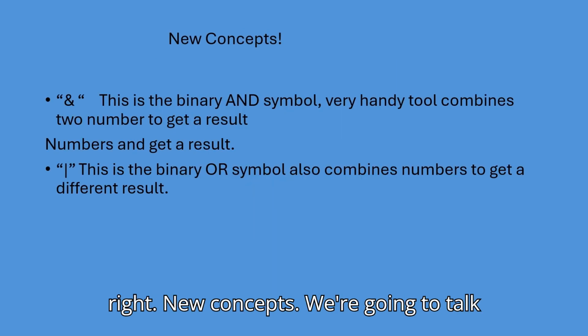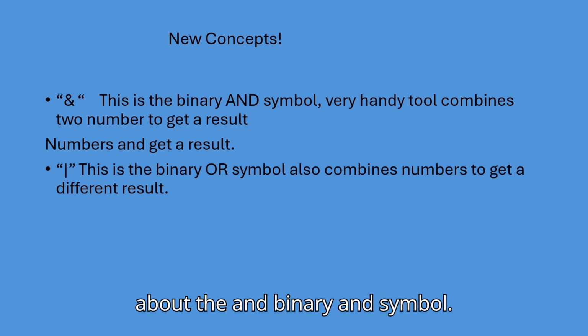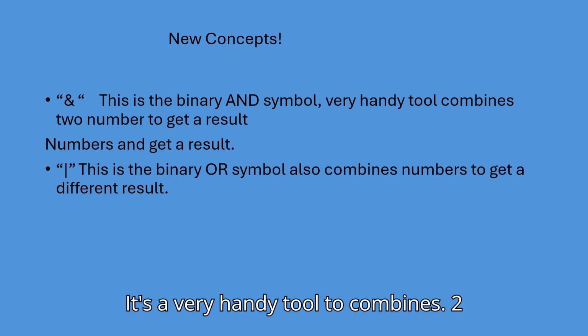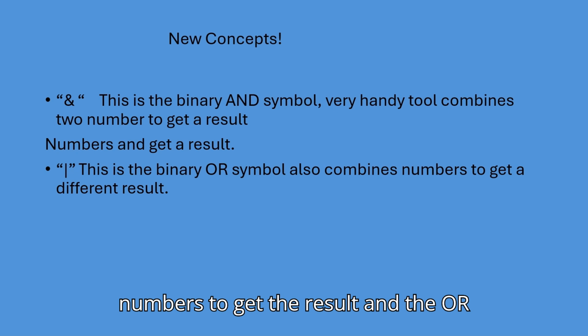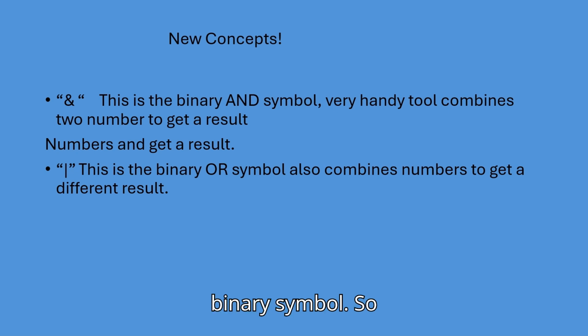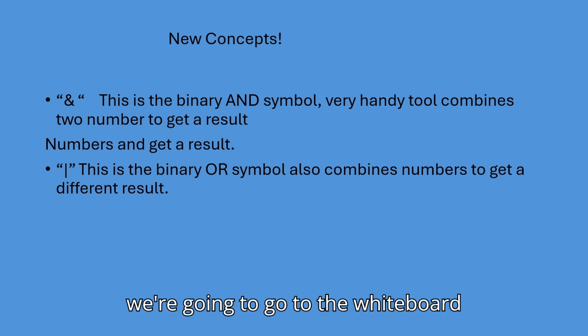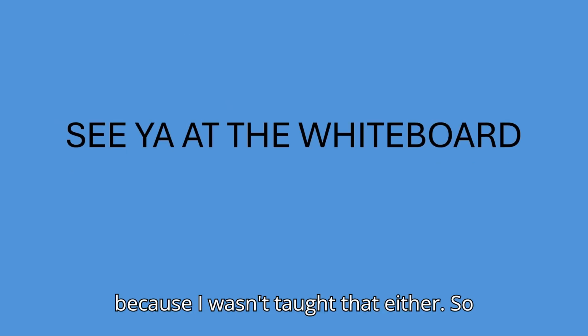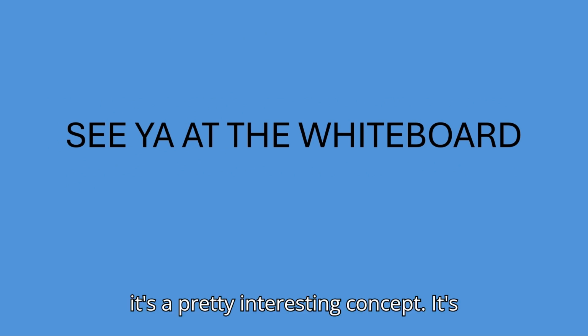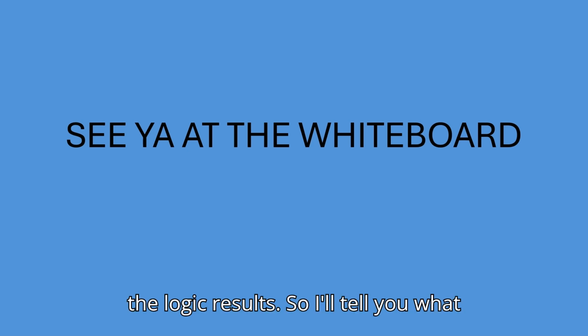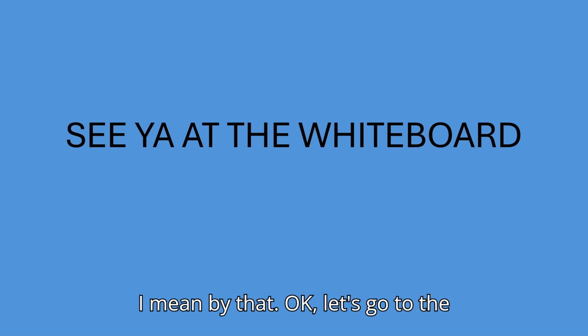All right. New concepts. We're going to talk about the binary AND symbol. It's a very handy tool that combines 2 numbers to get a result, and the binary OR symbol. So we're going to go to the whiteboard because I wasn't taught that either. It's a pretty interesting concept. It's an interesting tool for logic results. I'll tell you what I mean by that. Okay, let's go to the whiteboard.